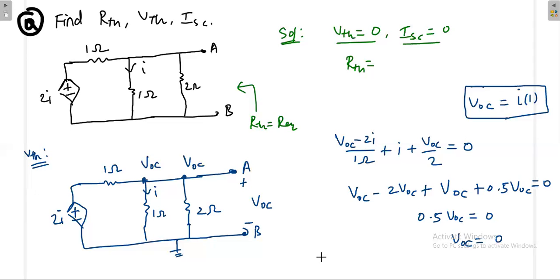That means the open circuit voltage is equal to Thevenin voltage, that is 0 volt only. Because this circuit is not having any independent sources, it is having only dependent sources. That's why the Thevenin voltage is 0, because the real energy supplier is not there here. In the same manner, if you measure short circuit current, that also will be 0. Okay, take the short circuit.